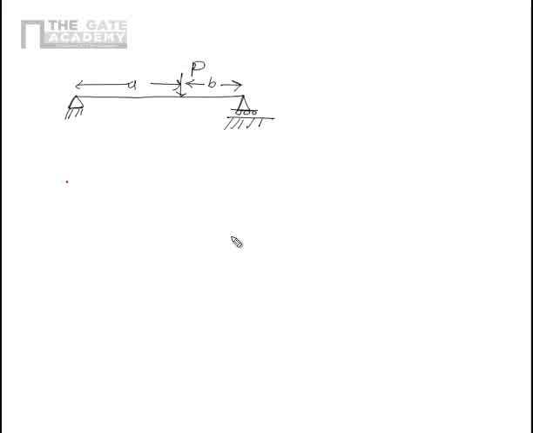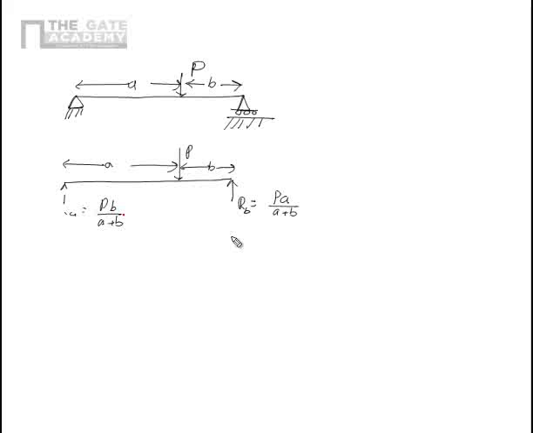Now I isolate the beam and I put the force P alone. This is B and this is A. Now obviously from the previous class we know that the reactions will be proportional to the other side length, which means this reaction, let's say this is called reaction B, will be equal to PA upon A plus B, while this reaction A will be equal to PB upon A plus B. Now let's see how to draw the bending moment and shear force diagram for this beam.